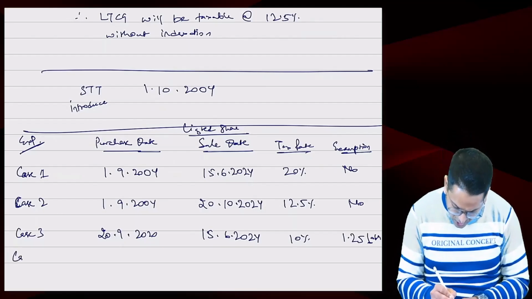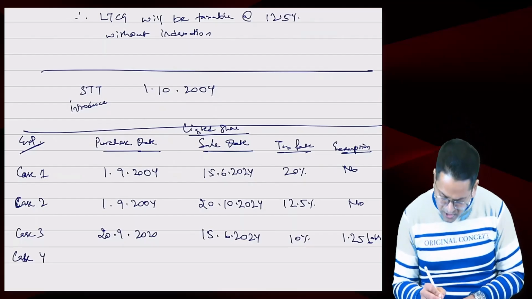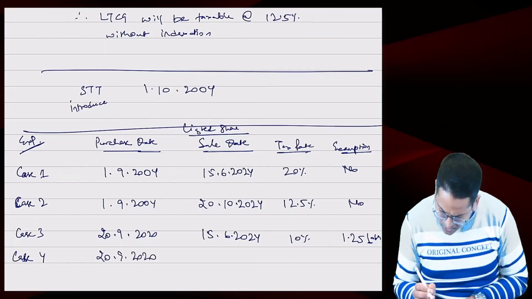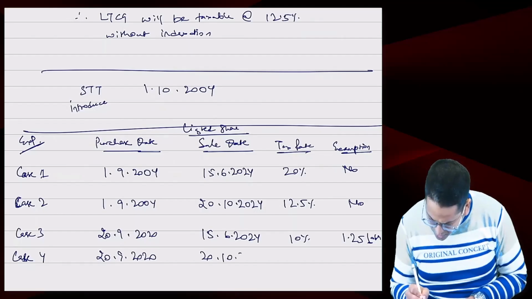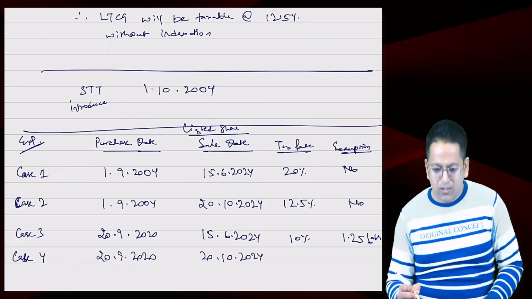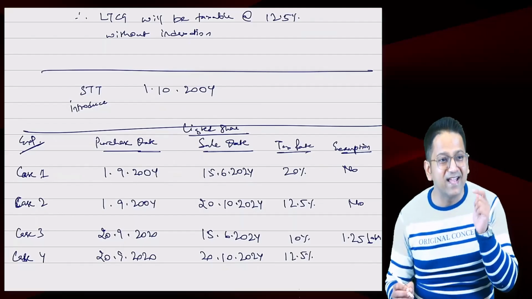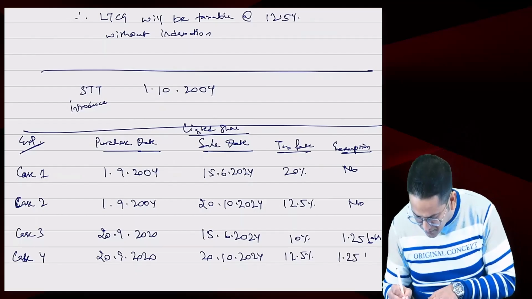Nicely done. Case 4. You purchased it on 20th September 2020. When did you sell? On 20th October 2024, that is, you are selling after 23rd July. How much will the tax rate become? Now it has become 12.5%. But you are paying tax only under section 112A, right? So will exemption be given? Yes. It will be 1.25 lakh rupees.